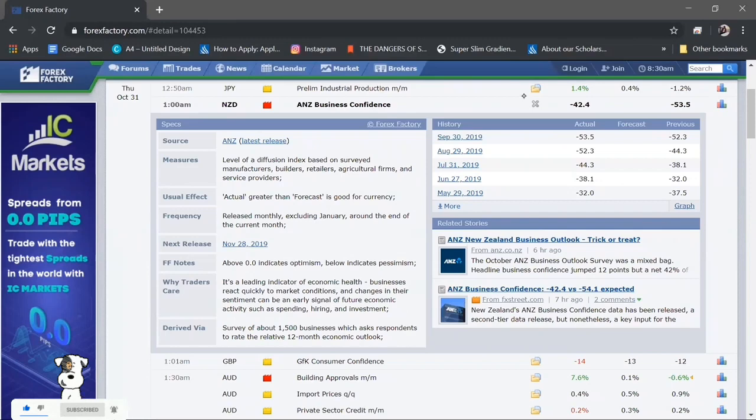Okay, you read why traders care. Why should you care? It's a leading indicator of economic health. Businesses react quickly to market conditions, and changes in their sentiments can be an early signal of future economic activity, such as spending, hiring, and investing. So even the spending, hiring and investing in New Zealand also affects their currency. That's the reason why you should pay attention to this.